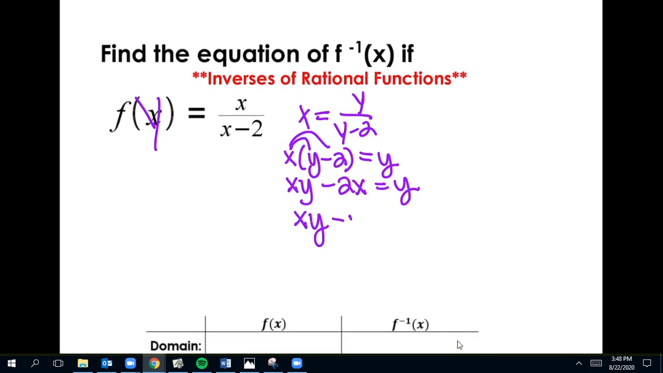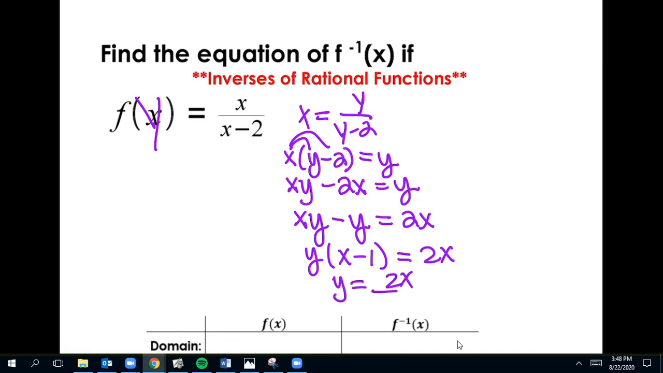So I'm going to say xy minus y equals 2x. So I added the 2x over, and I subtracted the y. And what I'll do next is, now that I have the y's on the same side, I can take out the y. So I'm going to undistribute it or factor it out. And then last but not least, I can solve for it. So I'm going to have y equals 2x over x minus 1.